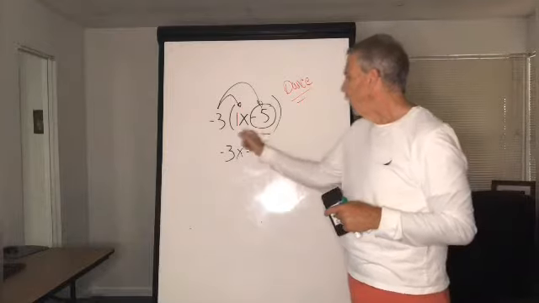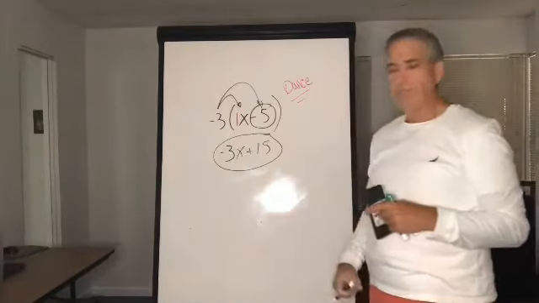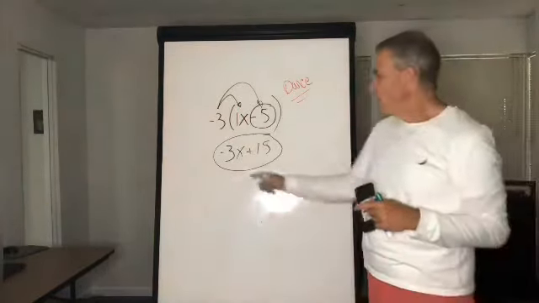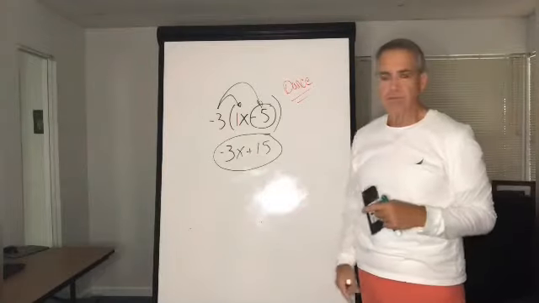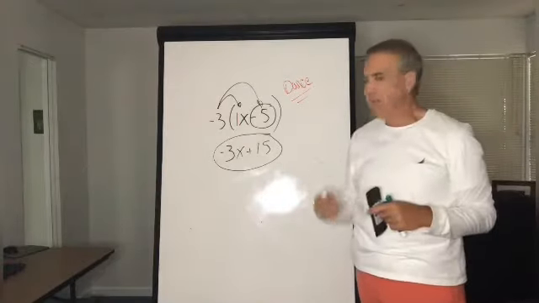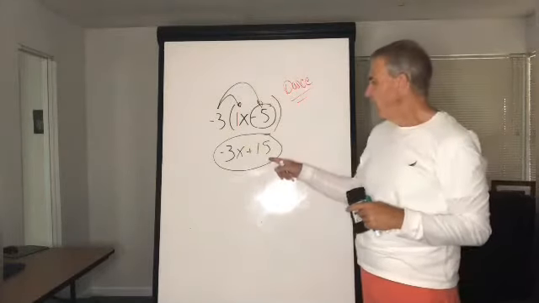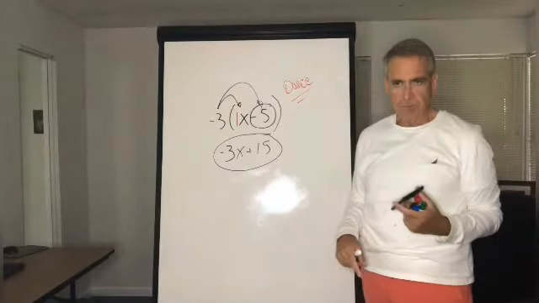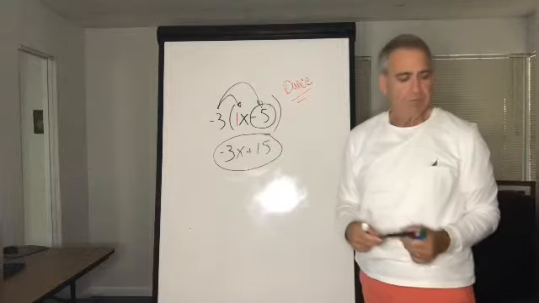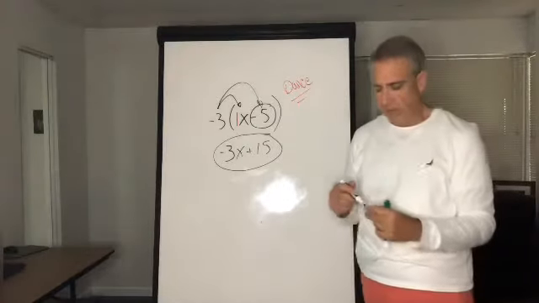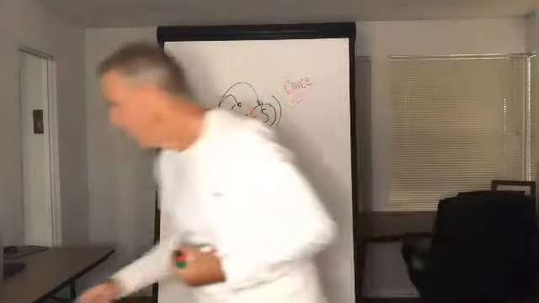Again, this problem's done. Why? Because x's don't combine with numbers. We've got two families here. The x family, there's negative 3 of them. And the number family, there's positive 15 of those guys. And that problem's done. All right, let's see if we can find one that's a little harder.